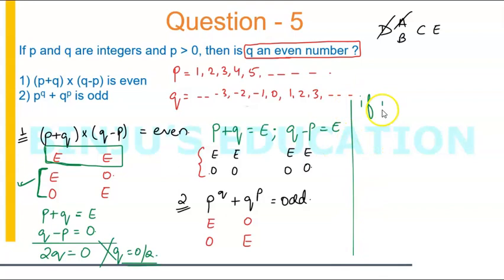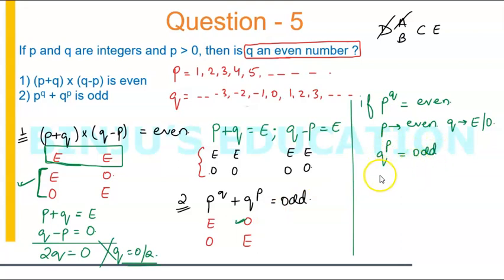If P to the power Q is even, then P has to be even. But Q can be even, Q can be odd. Similarly, Q to the power P is odd is also a condition I need to satisfy. If Q to the power P is odd, then Q has to be odd and P can be even as well as odd. Both of them P can have.